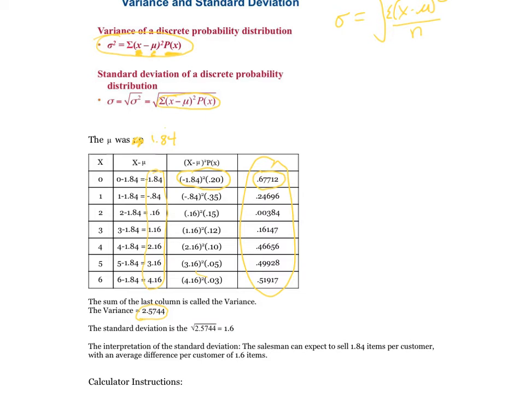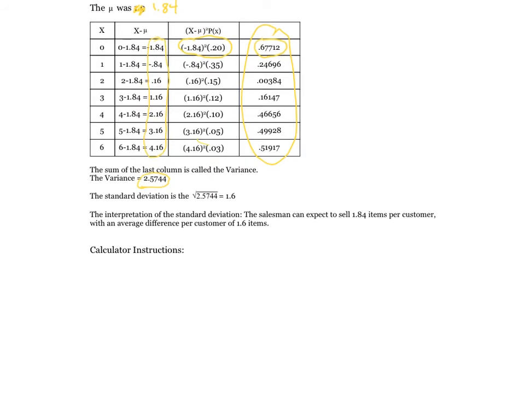And I wanted to find the standard deviation, so I take the square root of the variance, and I get 1.6. So the interpretation of the standard deviation is that the salesman can expect to sell 1.84 items per customer with an average difference per customer of 1.6 items.